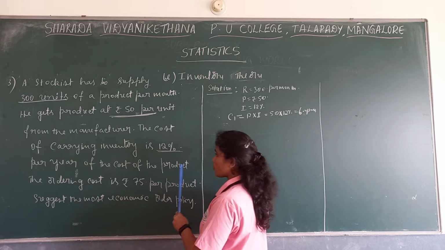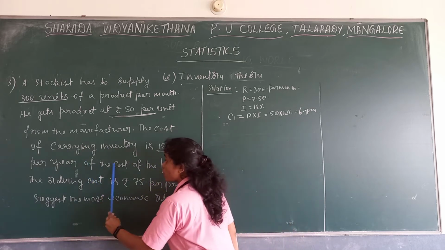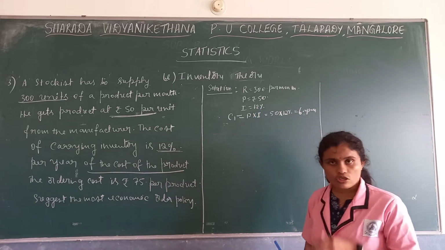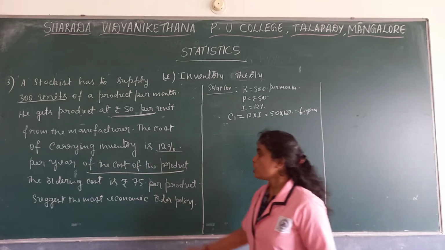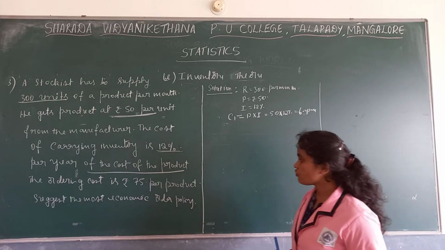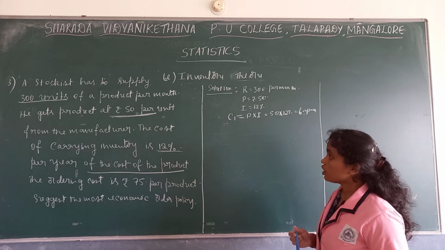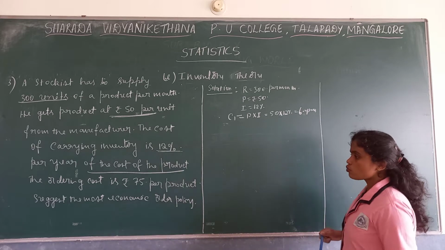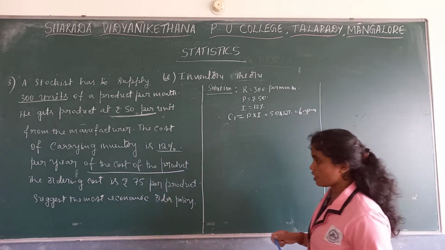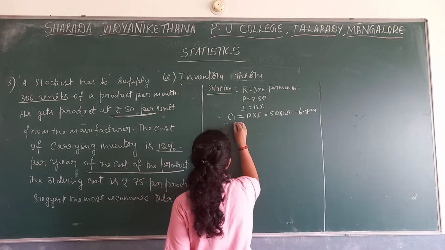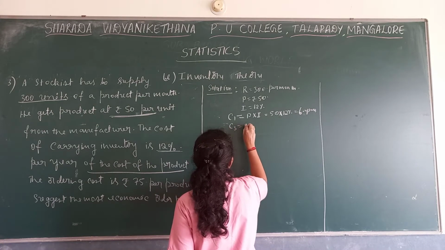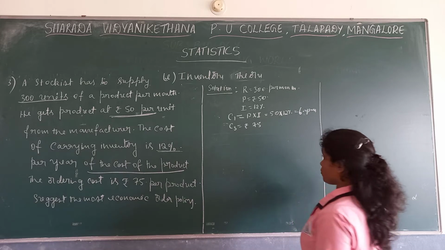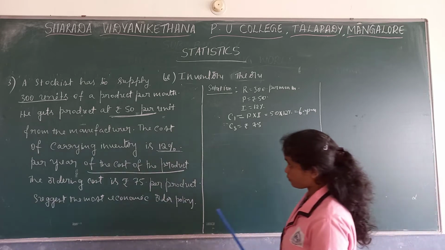12% per year of the cost of the product. They have given 12% of the cost of the product. The order cost is rupees 75 per product. Suggest the most economic order policy. Now, order cost is nothing but C3. It is rupees 75.